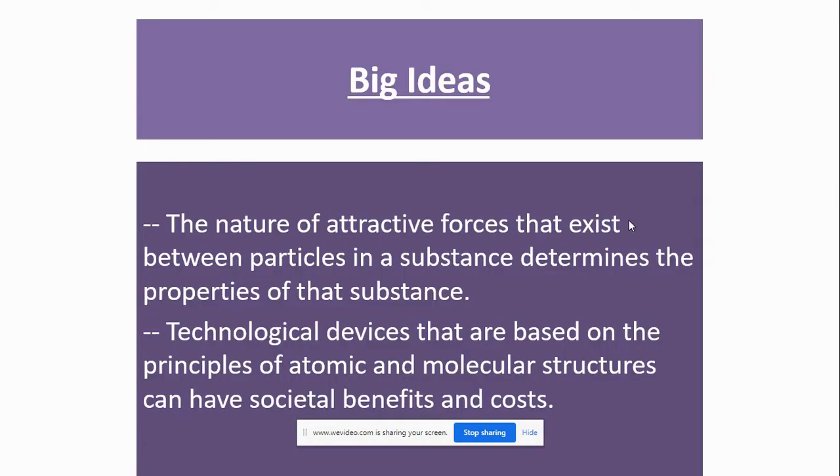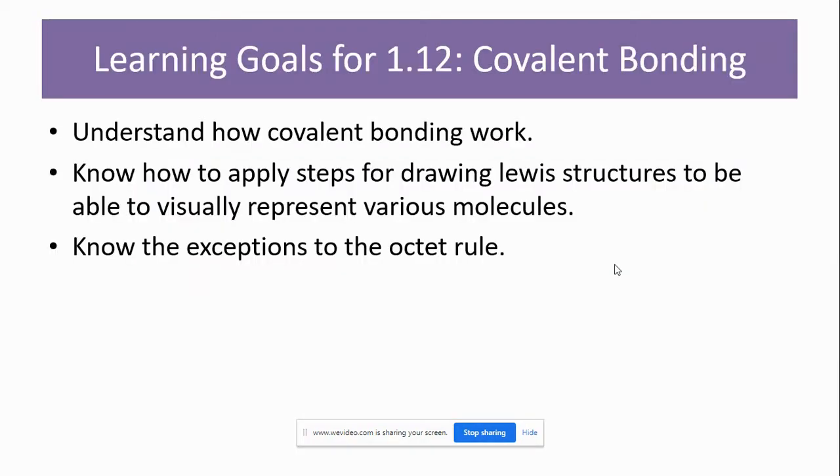So what are the big ideas? The nature of attractive forces that exist between particles in a substance determine the properties of that substance. Technological devices that are based on the principles of atomic and molecular structures can have societal benefits and costs. So again, what are our learning goals for today? We want to understand how covalent bonding works. We want to be able to apply steps, which is on a separate worksheet for you to print out, for drawing the Lewis structures, to be able to visually represent various molecules. And then we're going to talk about exceptions to the octet rule when drawing.